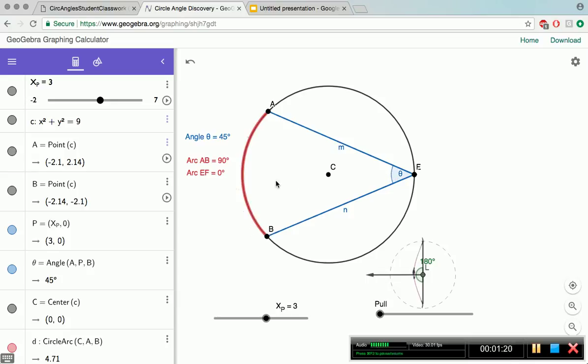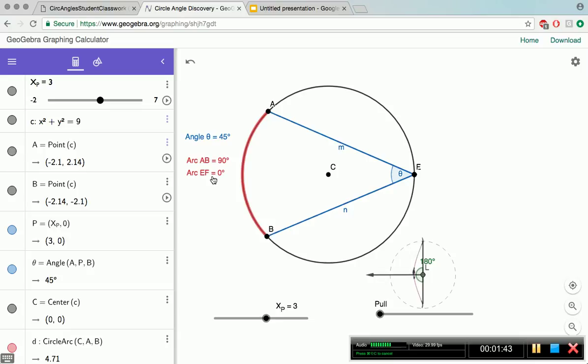So we can think about this as the equation theta equals 1/2 of arc AB. However, because we know that AB didn't change, but the angle definitely did, this arc EF, even though we haven't seen it yet, the fact that it's 0 now, where it was 90 before, definitely has something to do with this.